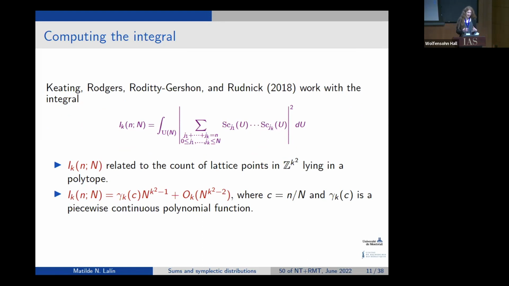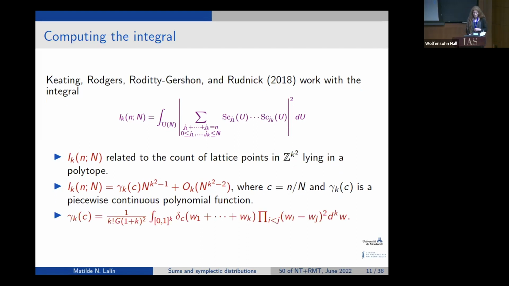So this I chi, this integral is given in principle by some polynomial of degree k squared minus 1 in n. Okay, so the main term is k squared n to the k squared minus 1 times something. And so the gamma kc that I was describing before is a coefficient of n to the k squared minus 1. Okay, and the normalization, so the C has to do with normalizing small n over big N. And so, like I said before, this gamma kc is a piecewise polynomial function. Okay, so it's given by this integral that I showed you before.